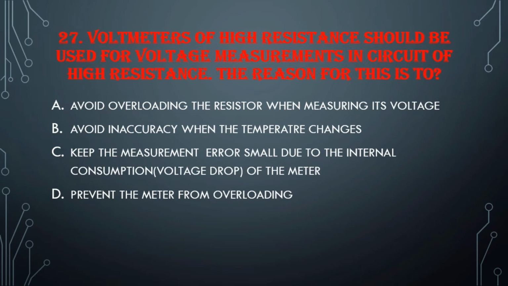The next question for you all, my friends, is: voltmeters of high resistance should be used for voltage measurements in circuits of high resistance. The reason for this is to: the options are: A. Avoid overloading the resistor when measuring its voltage. B. Avoid inaccuracy when the temperature changes. C. Keep the measurement error small due to the internal consumption, voltage drop, of the meter. D. Prevent the meter from overloading. And your time starts now.